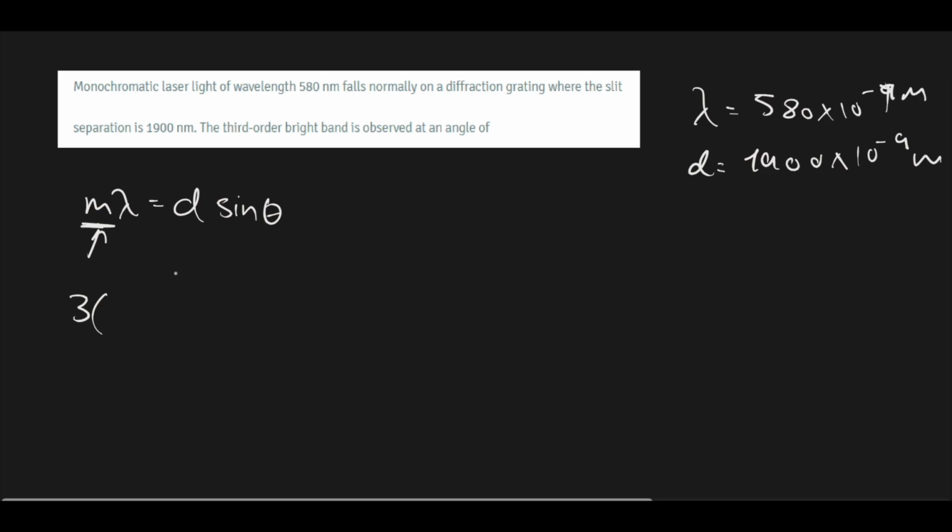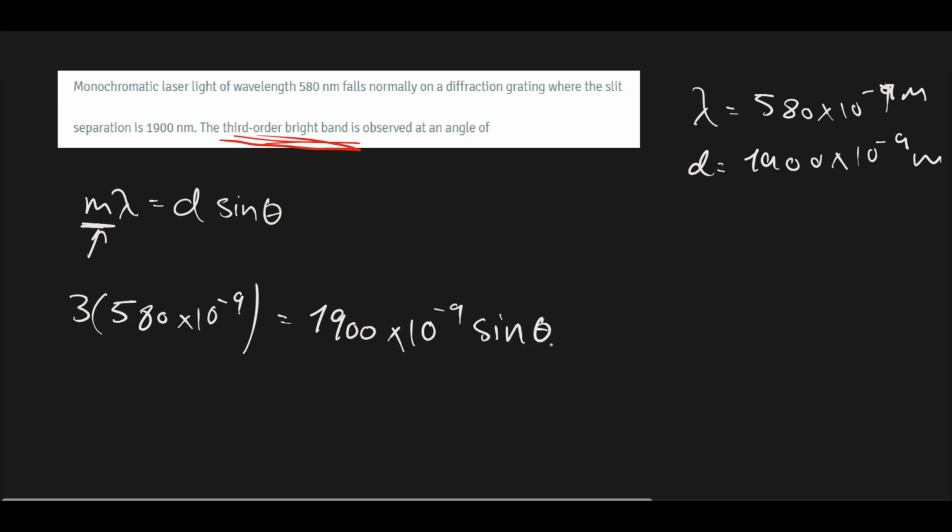Okay, so let's substitute the numbers, and of course I brought 3 from here, so third order bright band. So 3 times lambda, which is 580 times 10 to the power of negative 9, is equal to d, which is 1900 times 10 to the power of negative 9, times sine theta, and what we have to do is find theta. That's it. How do we find theta? We just take the sine inverse of both sides, right?